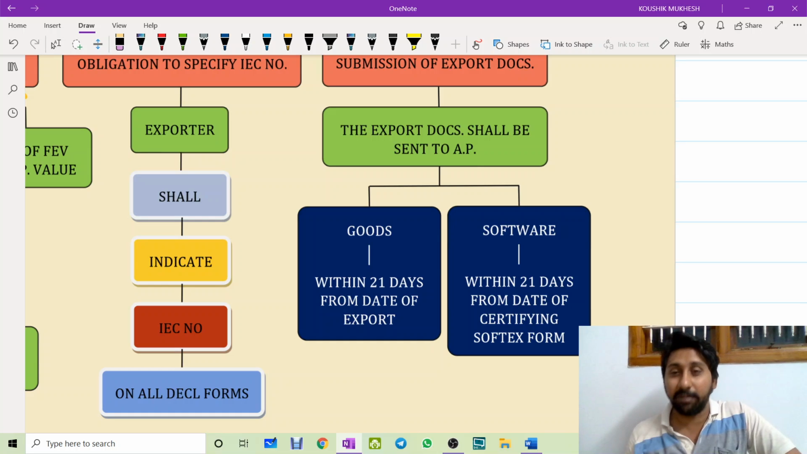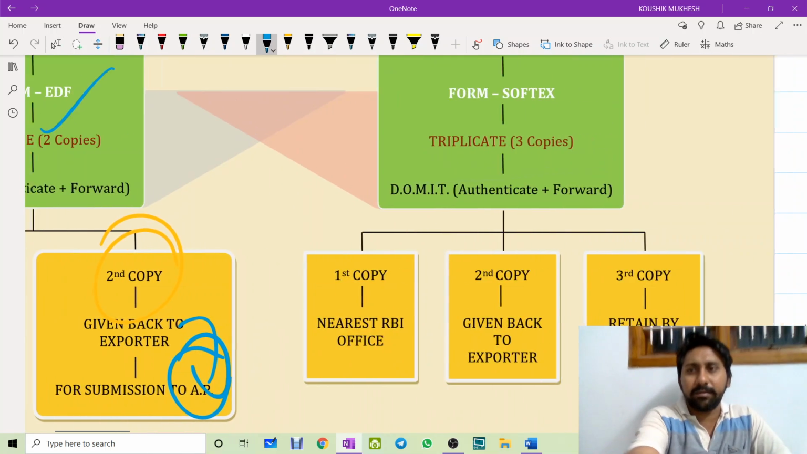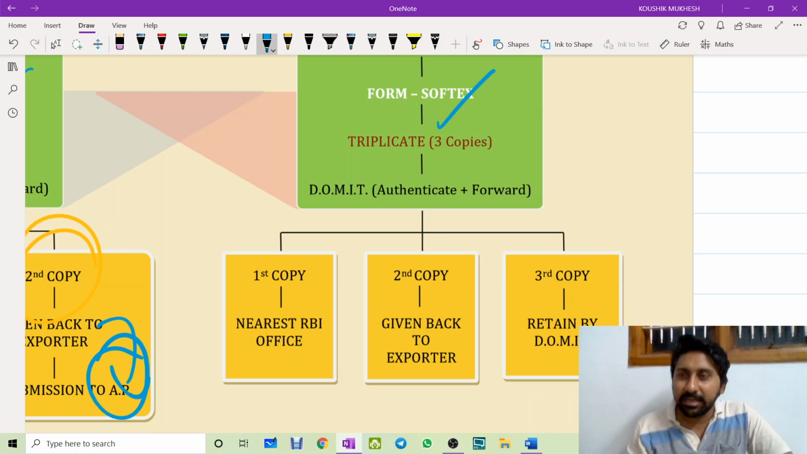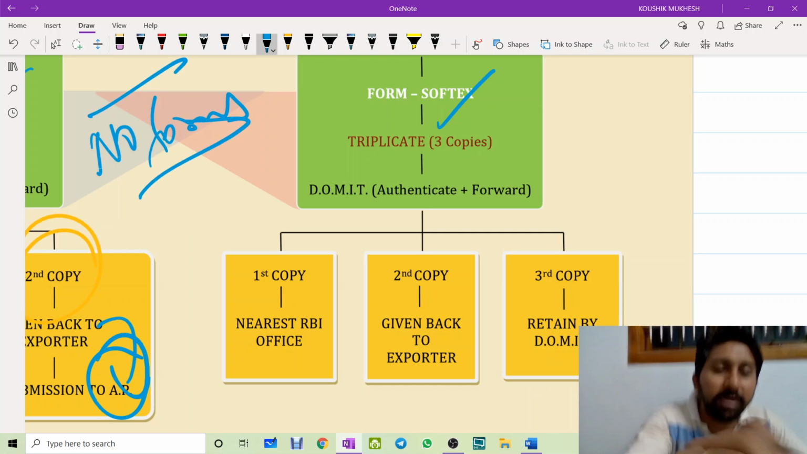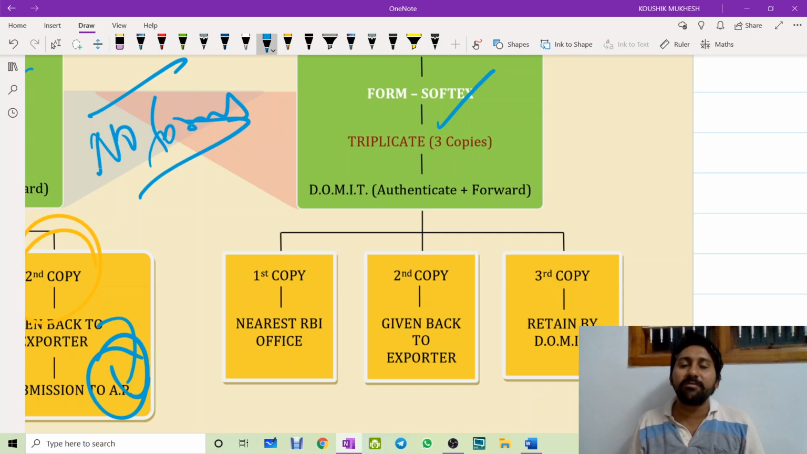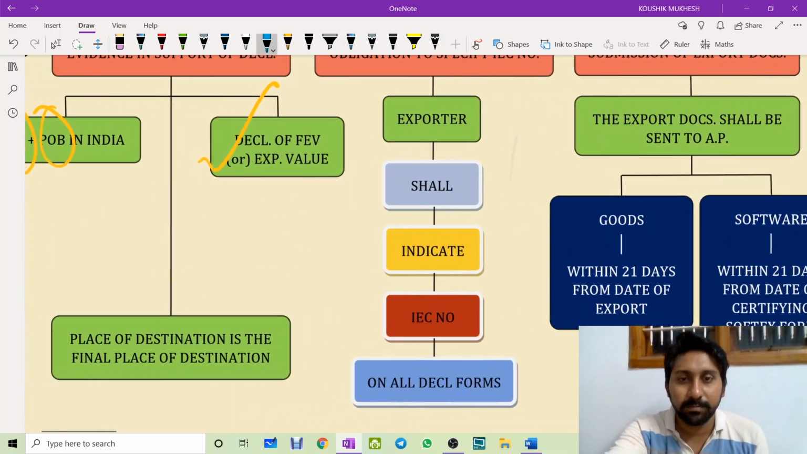By the way, I forgot to tell one important point in this connection. All the time whenever we are seeing here, in case of goods it is EDF, in case of software it is SOFTEX, and in case of services not being software, there are many other services which are not software services. If that export is made, then what is the situation? In that case, EDF or SOFTEX, no forms, no declaration required. If it is not a good, if it is not a software service, and you provide other services, form declarations are not required. Next issue.